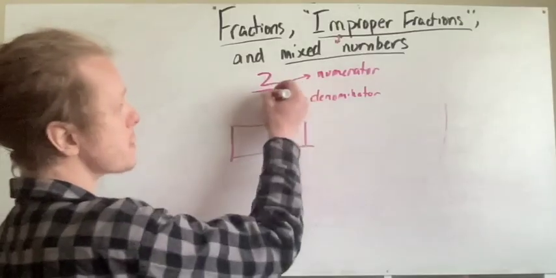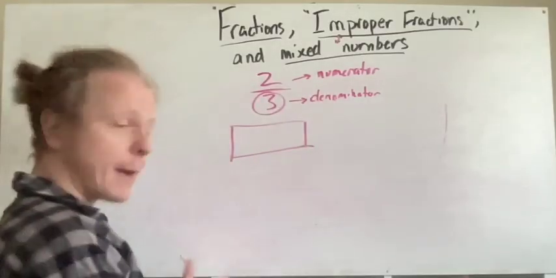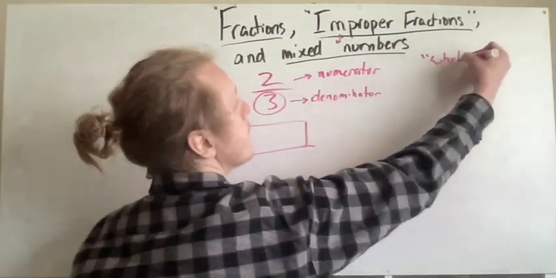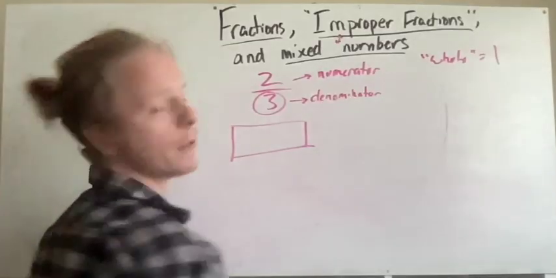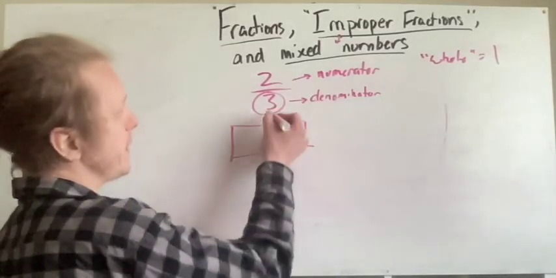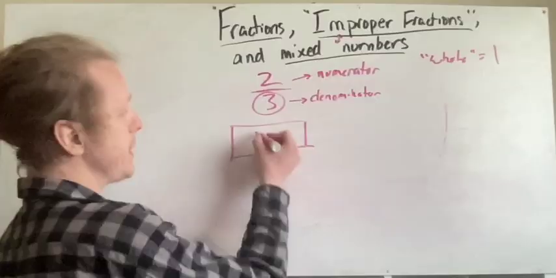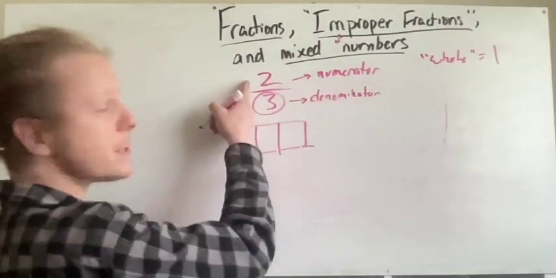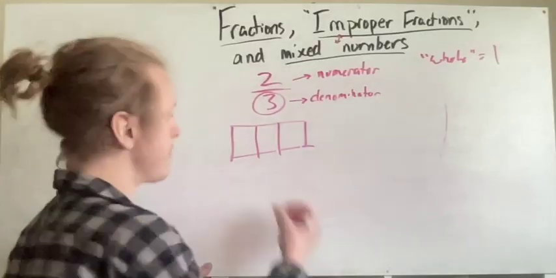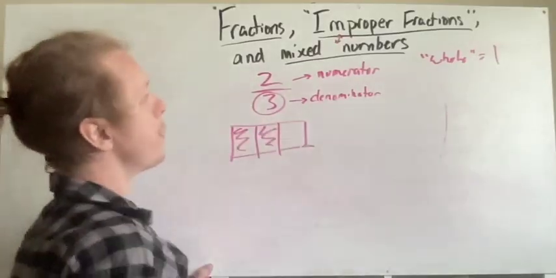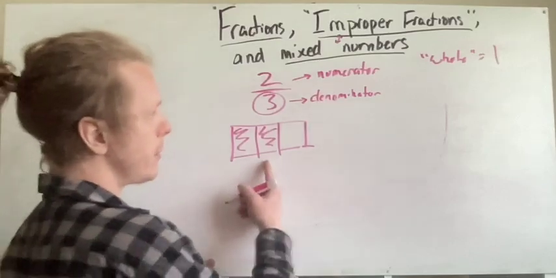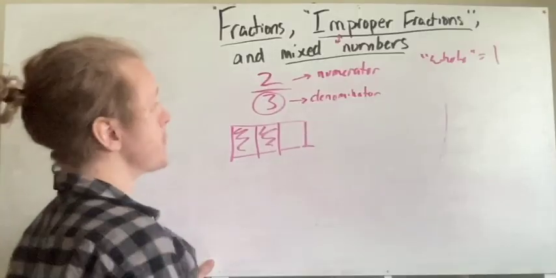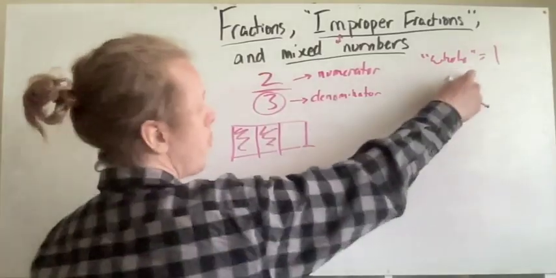So the denominator tells me how many equal parts I'm breaking every whole into. Okay, when we talk about a whole, we mean the number 1. So in this case, I'm breaking my whole into 3 equal parts. My numerator, 2, tells me of those 3 equal parts, how many do I have? I have 2 of them. So if I had 2/3 of a chocolate bar, that's less than 1 whole chocolate bar. So this fraction is less than 1 whole.